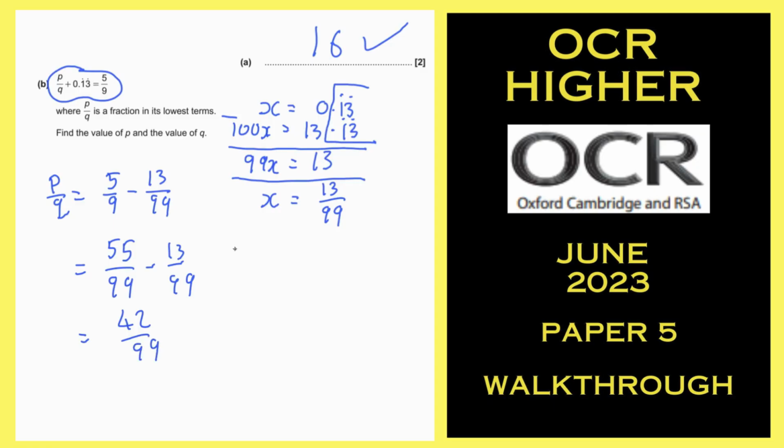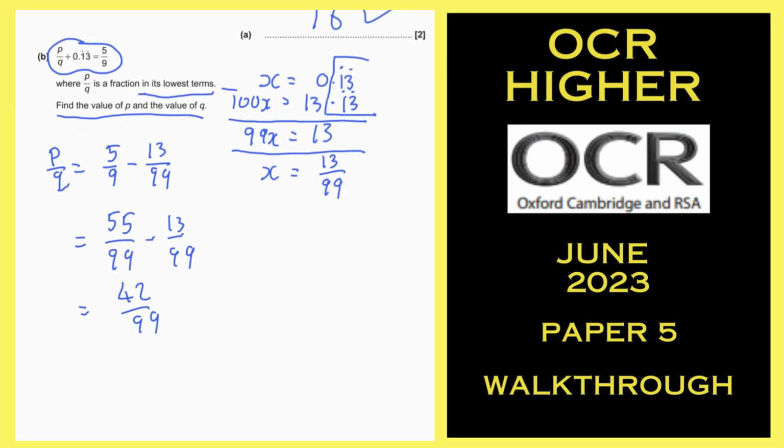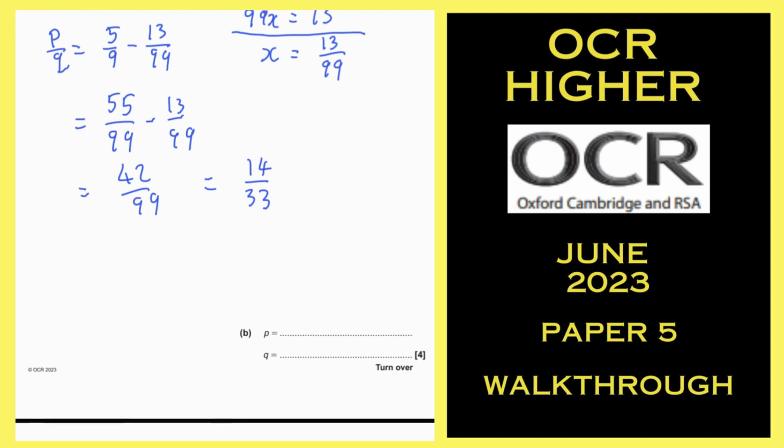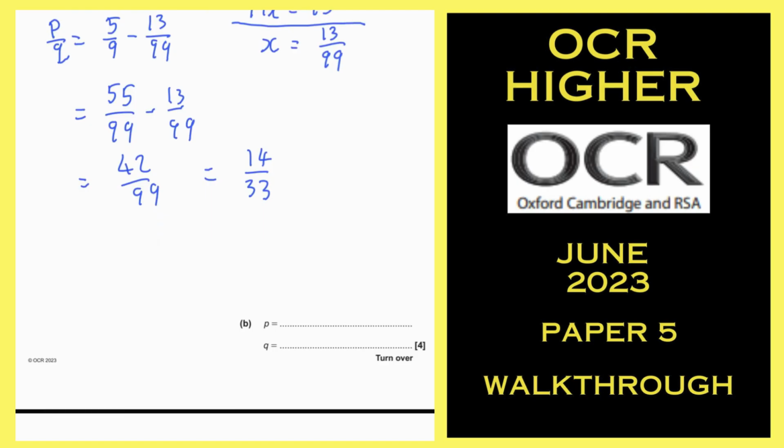Haven't finished yet. Find the value of P and Q, because it needs to be in its lowest terms. They're both in the 3 times table. Divide the top by 3 and the bottom by 3. They no longer have any common factors. You've got your answer.